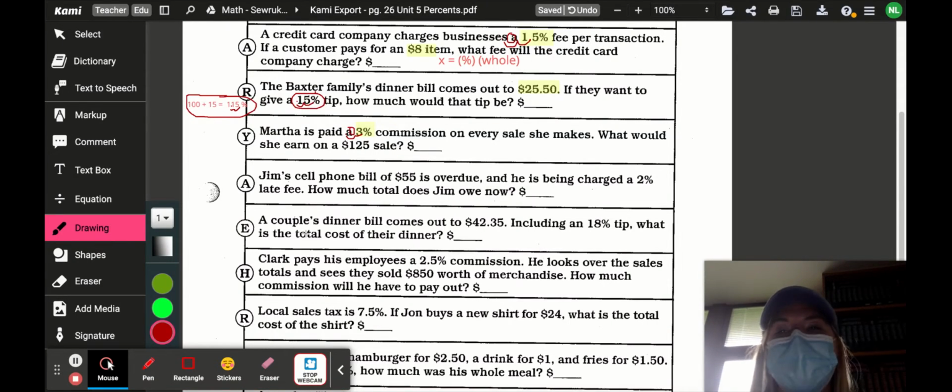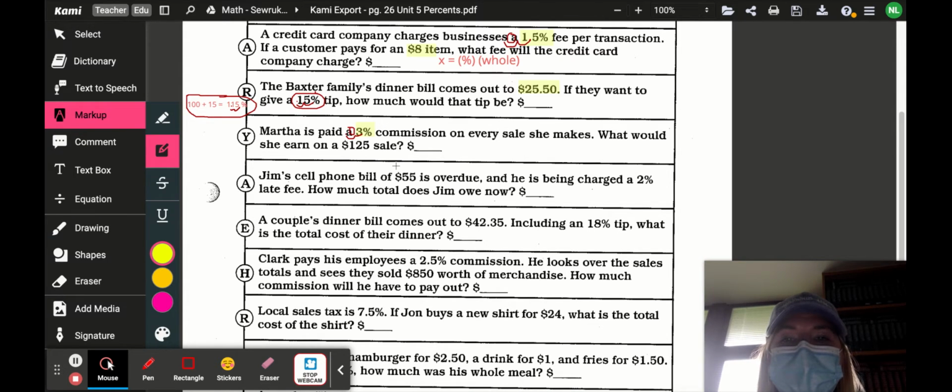The next problem says Jim's cell phone bill of $55 is overdue, and he is being charged a 2% late fee. How much total? That's super important because this is what I was trying to do on the restaurant one. This one does want to know the total bill.